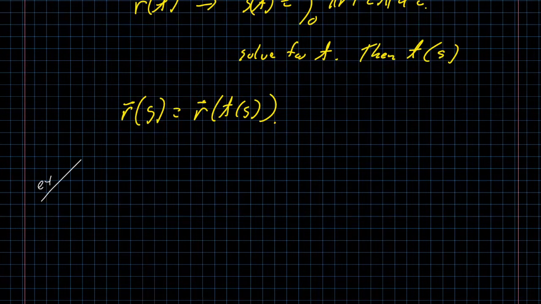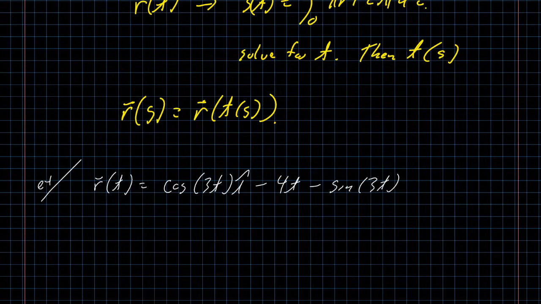Consider, for example, the curve that we've already been studying. Cosine 3t i hat minus 4t j hat. Why do I always leave the j hat out? Minus sine of 3t k hat. I'm really writing faster than I'm thinking today. Nothing new there. Right? Cosine 3t i hat minus 4t j hat minus sine of 3t k hat.